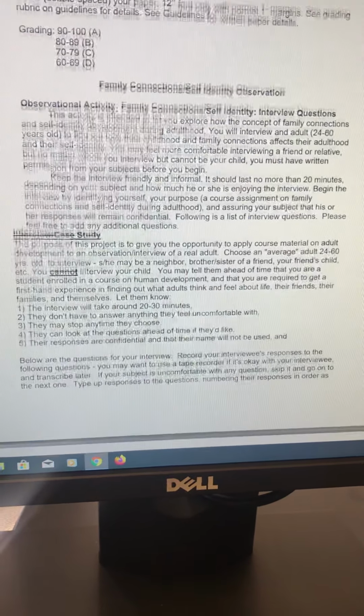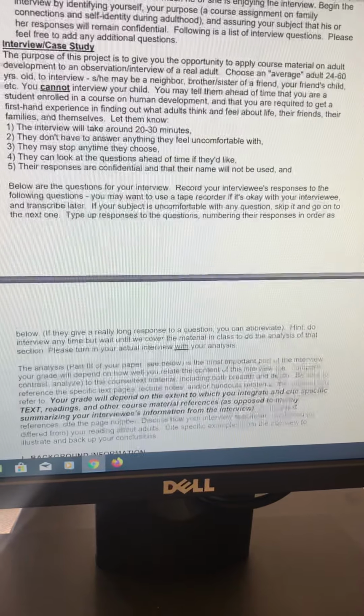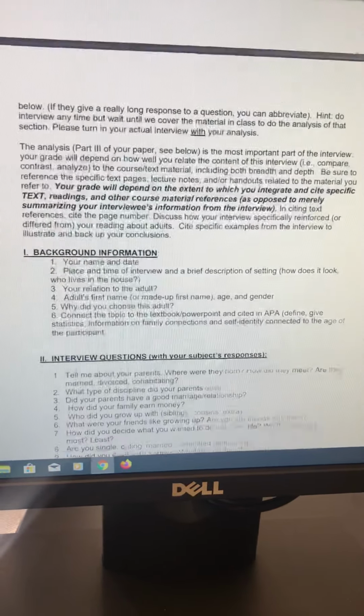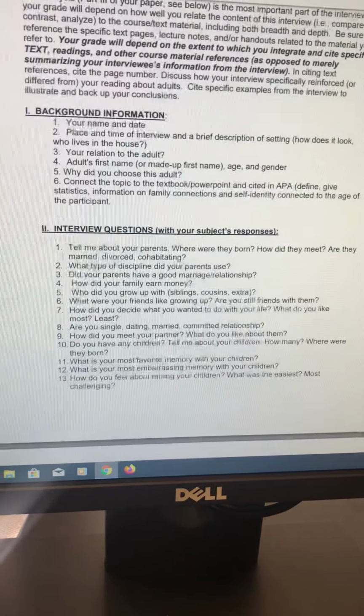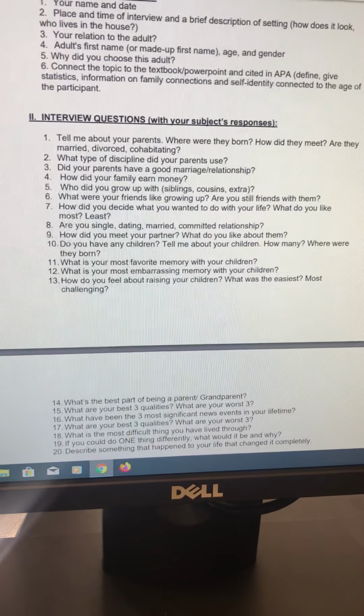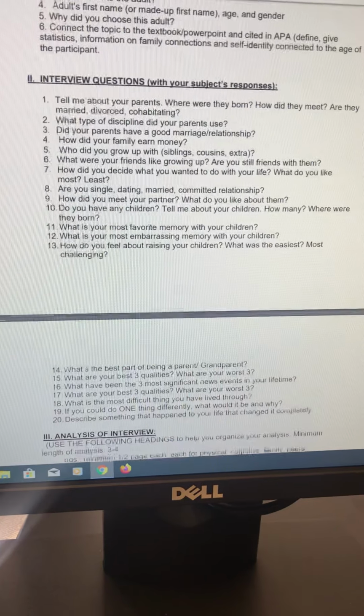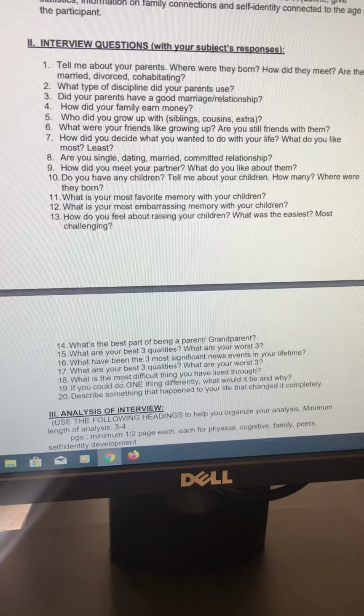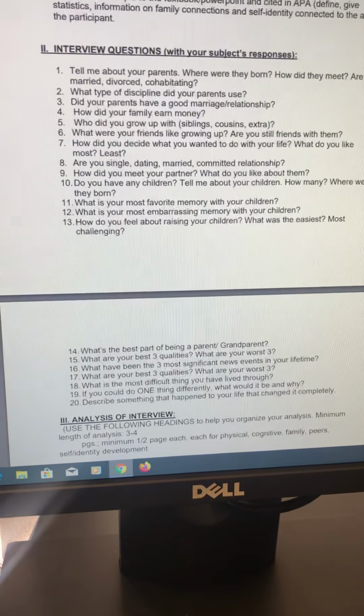With that being said, of course, we understand that the introduction is going to be the background information of the person. We already went over that: why you picked them, the connections to the textbook, all those things. What I'm going to scroll to, so we can focus on it, is the interview questions.